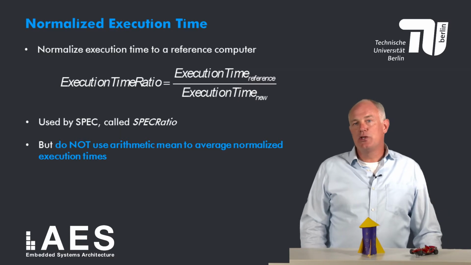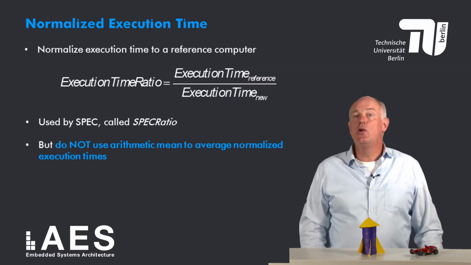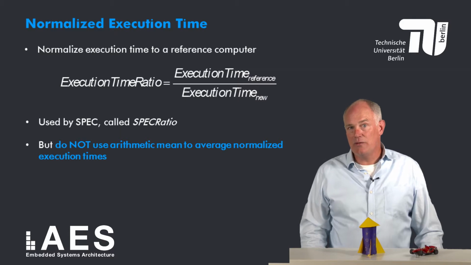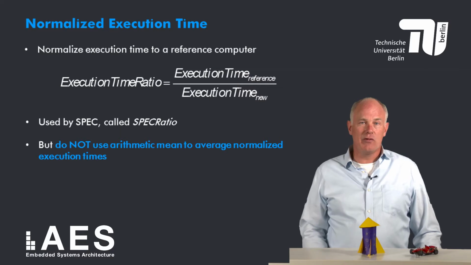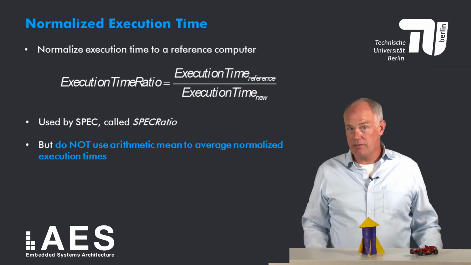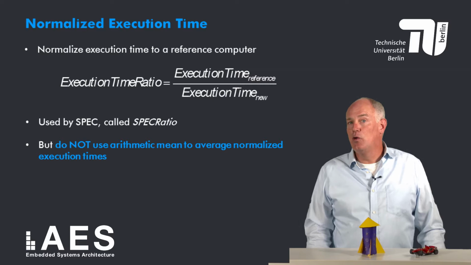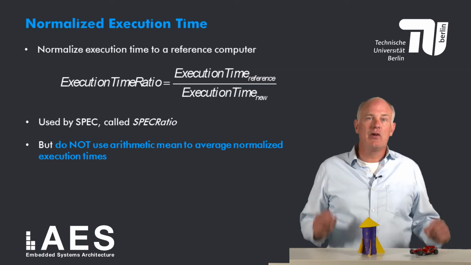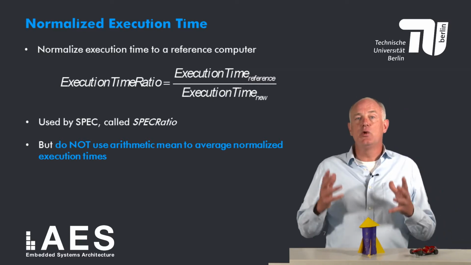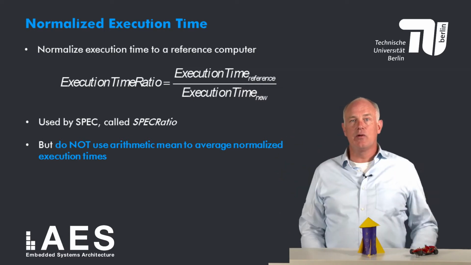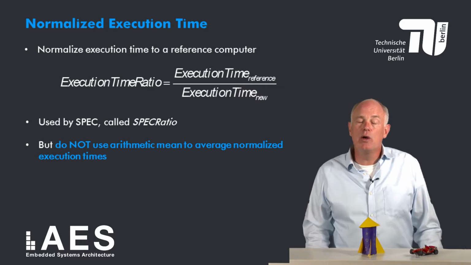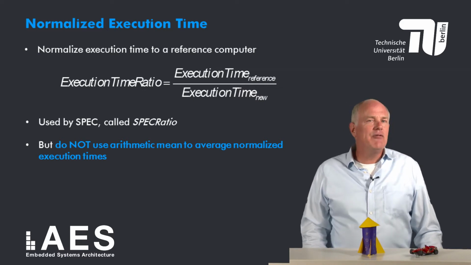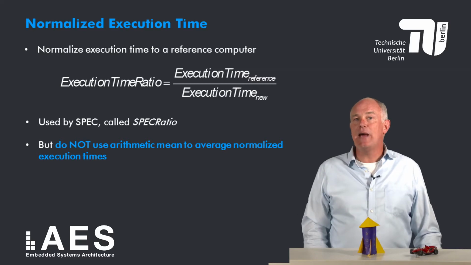The second approach to summarize performance is to use normalized execution times. In this case, the execution time is normalized to a reference computer, let's say Deep Thought, and then you calculate the normalized execution time or execution time ratio as the execution time the program took on the reference computer divided by the time it takes on the new computer, the computer we want to benchmark. In fact, this is the method used by SPEC, and they call it SPEC ratio.